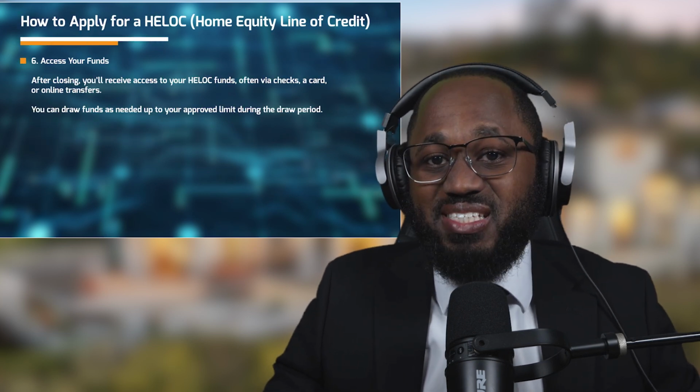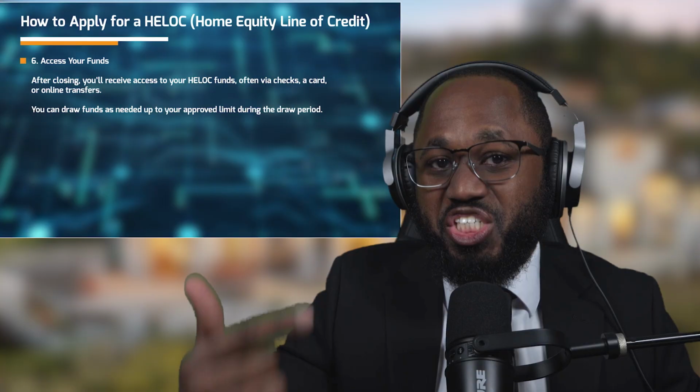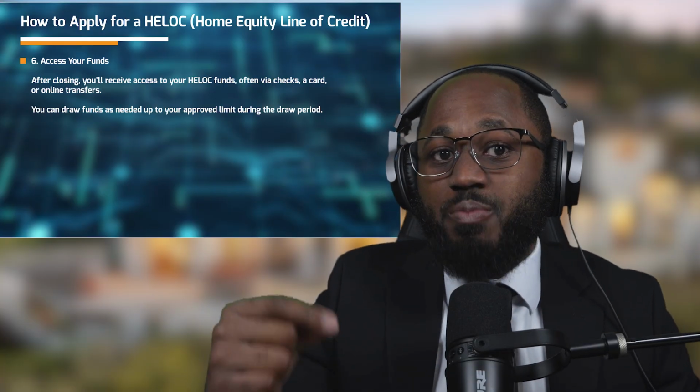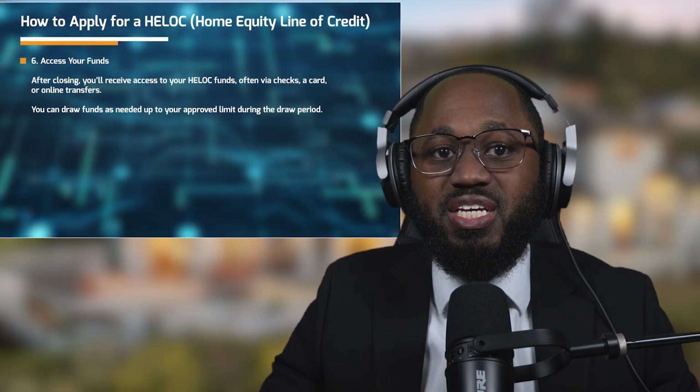You'll receive access to your HELOC funds, often via checks, a card, or online transfers. You can draw funds as needed up to your approved limit during the draw period. The typical timeline, the process overall, takes about 30 to 40 days, though it can vary based on the lender requirements and whether an appraisal or additional documentation is needed.